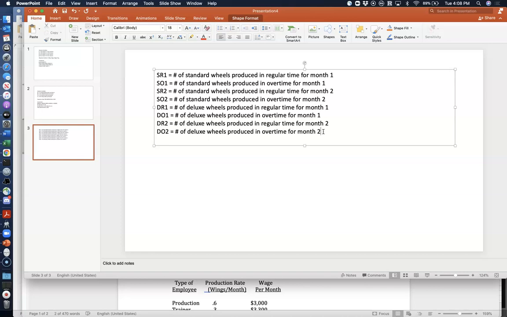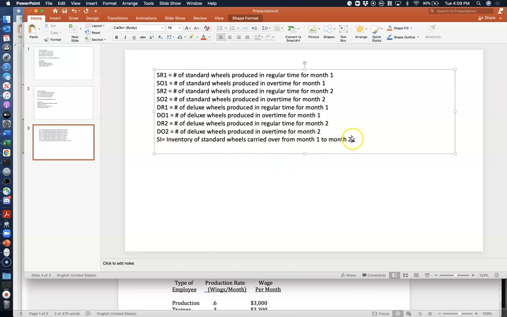Okay. Now, apart from this, there are also going to be some technical decision variables, some inventory balance decision variables. So I'm going to have two decision variables. I'm going to call it SI, which is the inventory of standard wheels. Now, you can make extra standard wheels in the first month, more than what is required, and then carry them over as inventory to the second month. Why? Because it's cheaper to make in regular time. So maybe you can make more in regular time and then sell it in the second month.